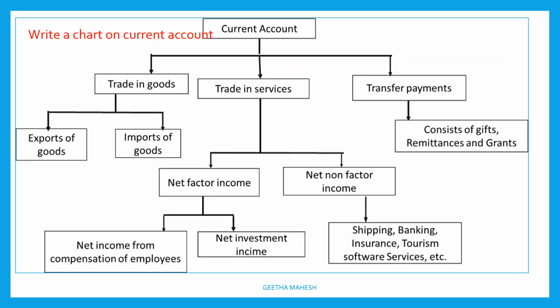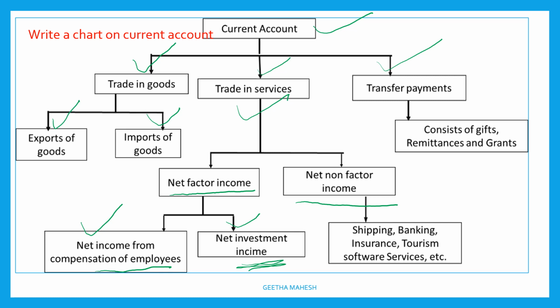Next one is they may ask you to explain or draw the flow chart for current account in the balance of payments. The current account has 3 components: trade in goods, trade in service, transfer payments. Trade in goods are of 2 types: export of goods and import of goods. And trade in service are of 2 types: net factor income and net non-factor income. Net factor income, again it is further divided into net income from compensation of employees and net investment income.